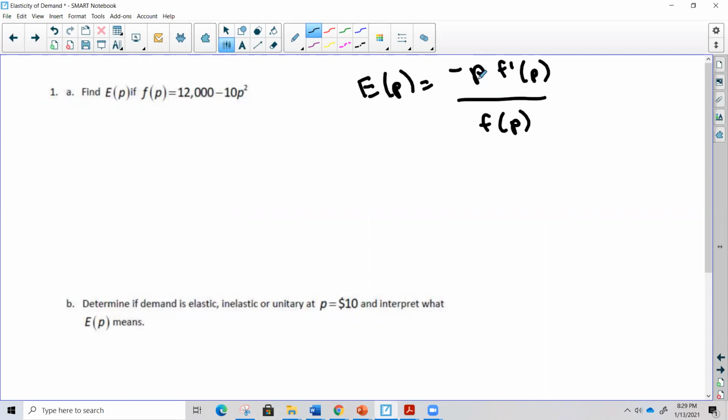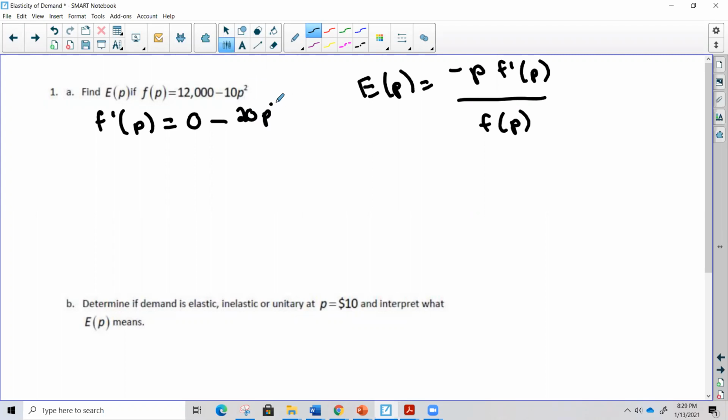We are just going to plug in our P, and then I need F prime of P. So I'm going to find that on the side. Make sure you label that so I know what it is when you're plugging in the formula. So the derivative of 12,000 is 0. So you can write it or you don't have to. And then for the negative 10P squared, I would take the negative 10 and multiply by 2, which is 20.